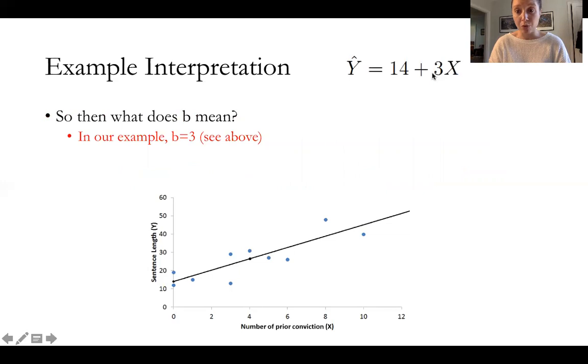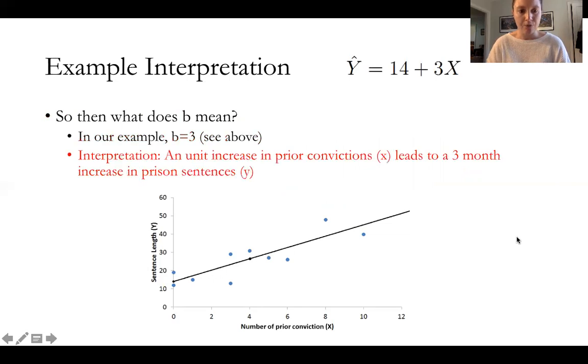Up here it says 3x. X just stands for prior convictions. Okay, so what does that mean in plain English? A 1-unit increase in prior convictions leads to a 3-month increase in prison sentence.